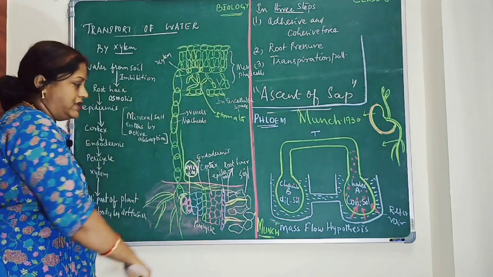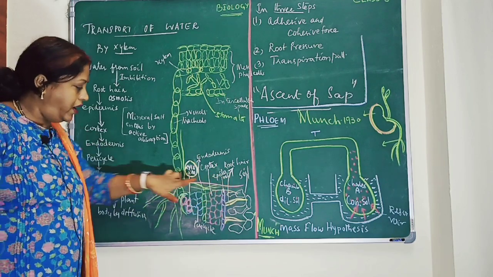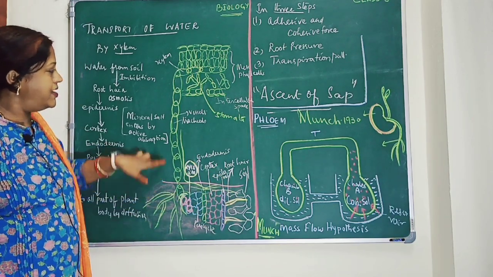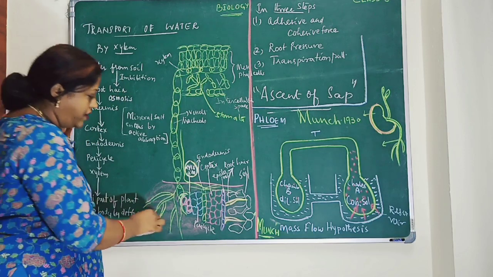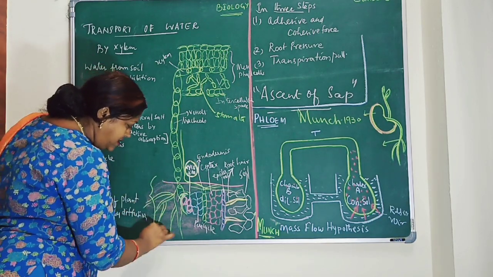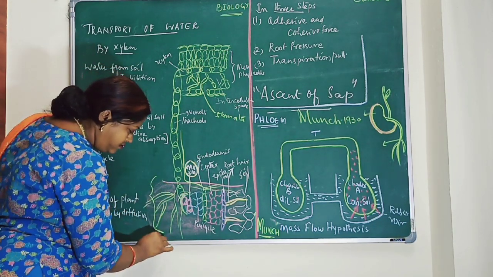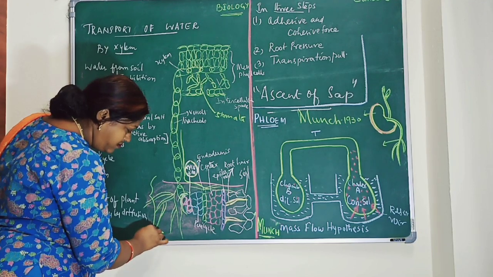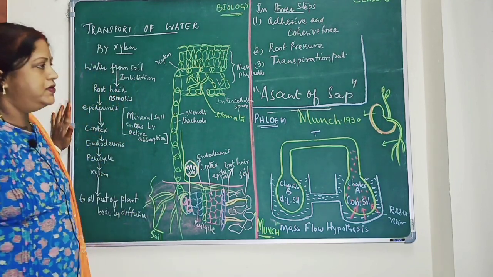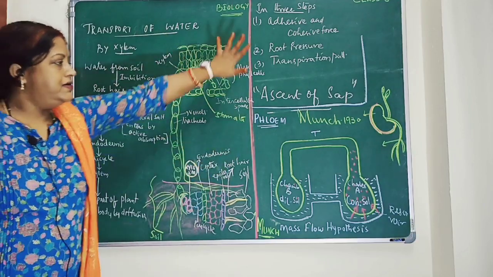Now note down this one. This is the part of the root below the soil and this is above the soil. So here I will be writing, children, this is soil. Note down this. This is xylem, this is phloem.